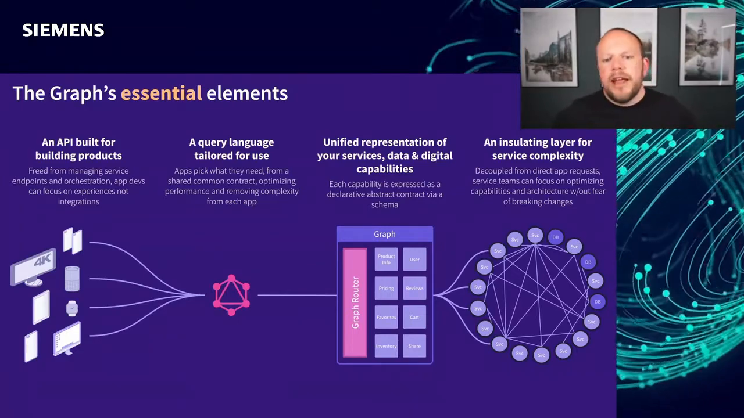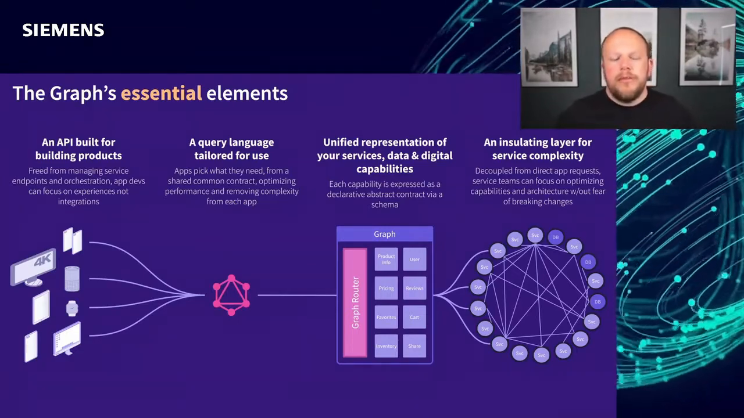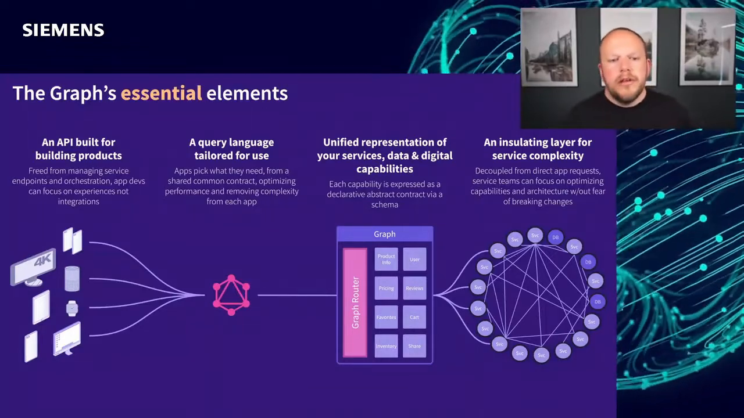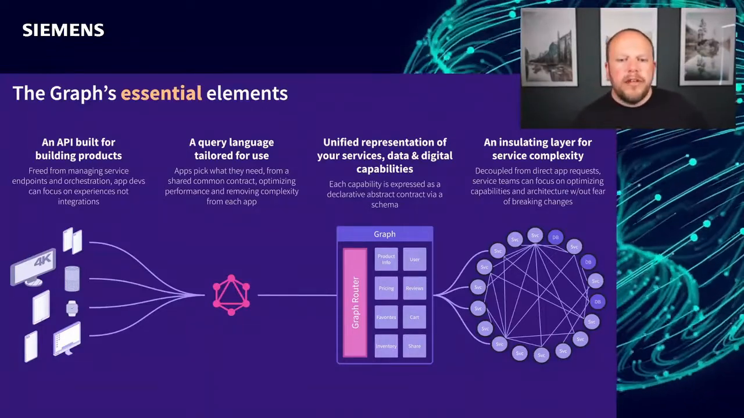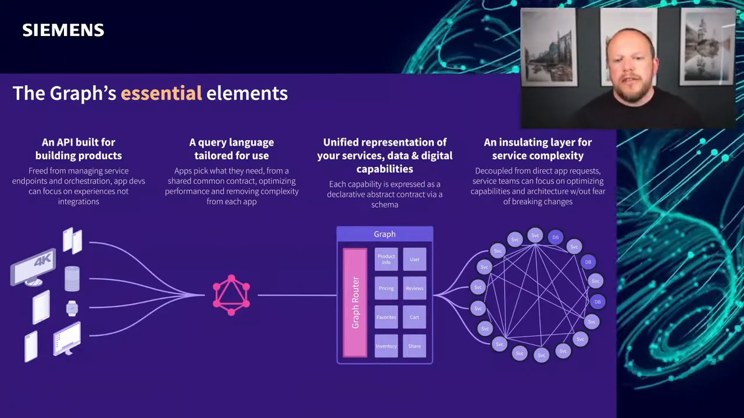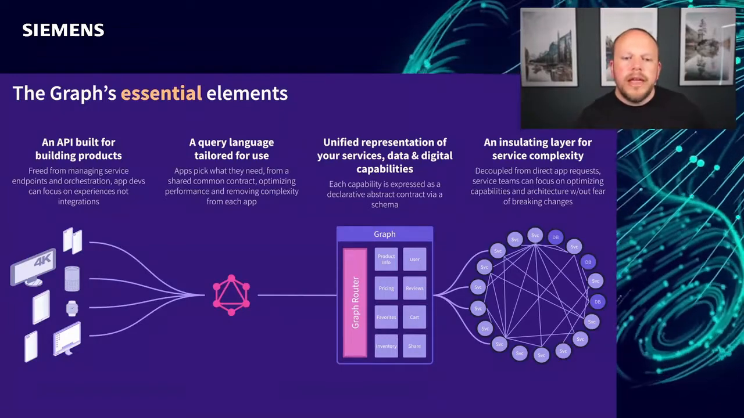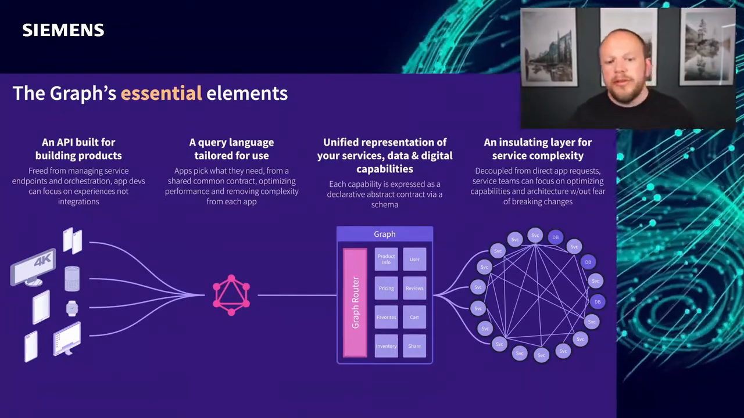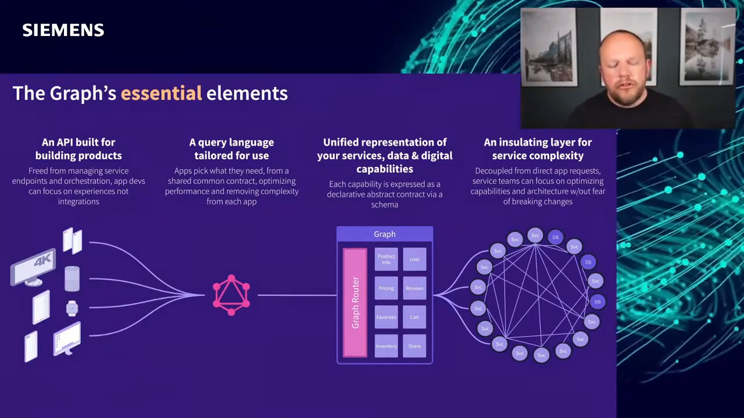It provides a query language that allows each app to pick the data they need from a shared contract that improves performance and removes complexity from said apps. The graph becomes a unified representation of your services, data, and digital capabilities in a declarative contract that is discoverable and flexible. It also acts as an insulating layer for service teams that allow them to focus on optimizing capabilities and architecture without the fear of introducing breaking changes.